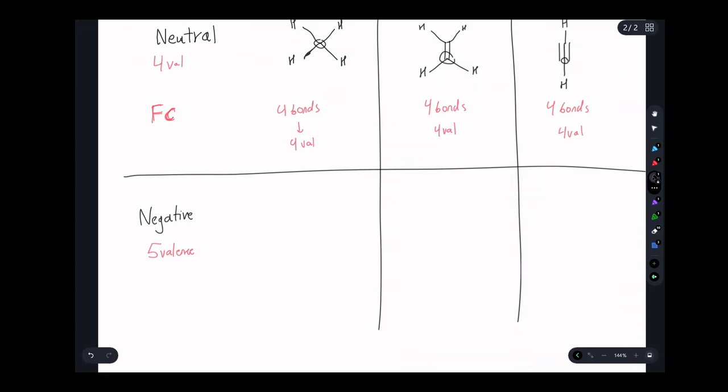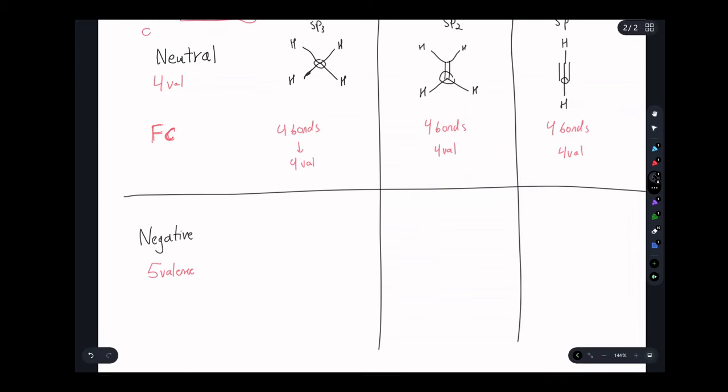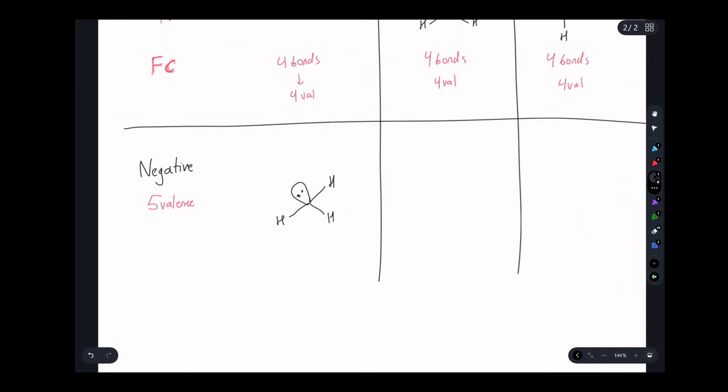With sp3 carbons, we need to trade one of those bonds for a lone pair. Remember that a bond is worth 1 valence electron and a lone pair is worth 2. So if I take that same molecule, I keep 3 of the hydrogens, but I lose 1 and I replace it with a lone pair. This atom now has 3 bonds and 2 electrons from the lone pair: 1, 1, 1, and then the 2 that belong to the carbon itself. So now we have 5 valence electrons.